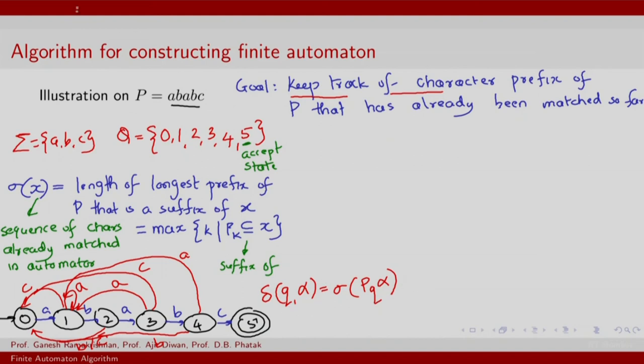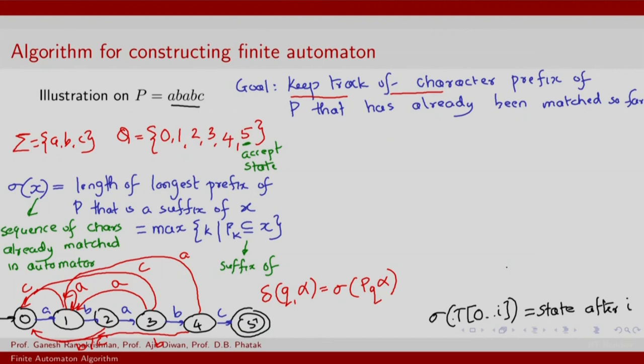Now, how do you translate this observation into an algorithm? The intuition behind the algorithm is as follows. What is the desired invariant of this algorithm? When I have seen the first i characters of T, I would like to be in a state which corresponds to the length of the longest prefix of P that is a suffix of the string PQ which has taken me to that particular state. This should be the state after I see i. This is the basic idea after seeing the first i positions.